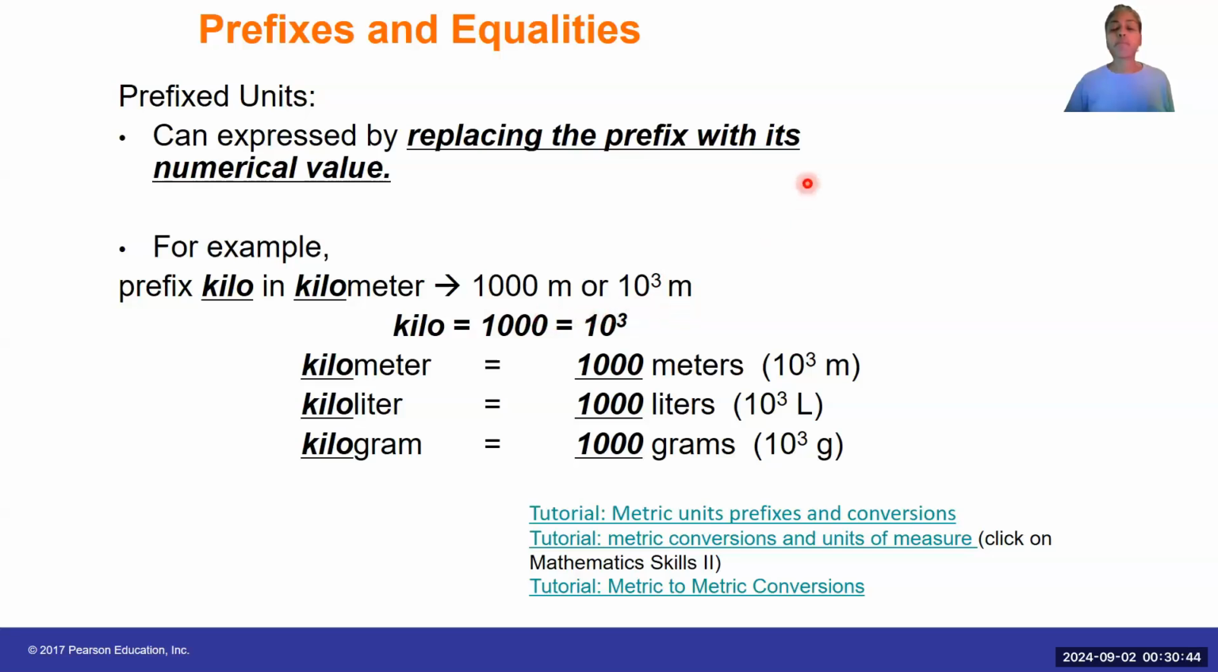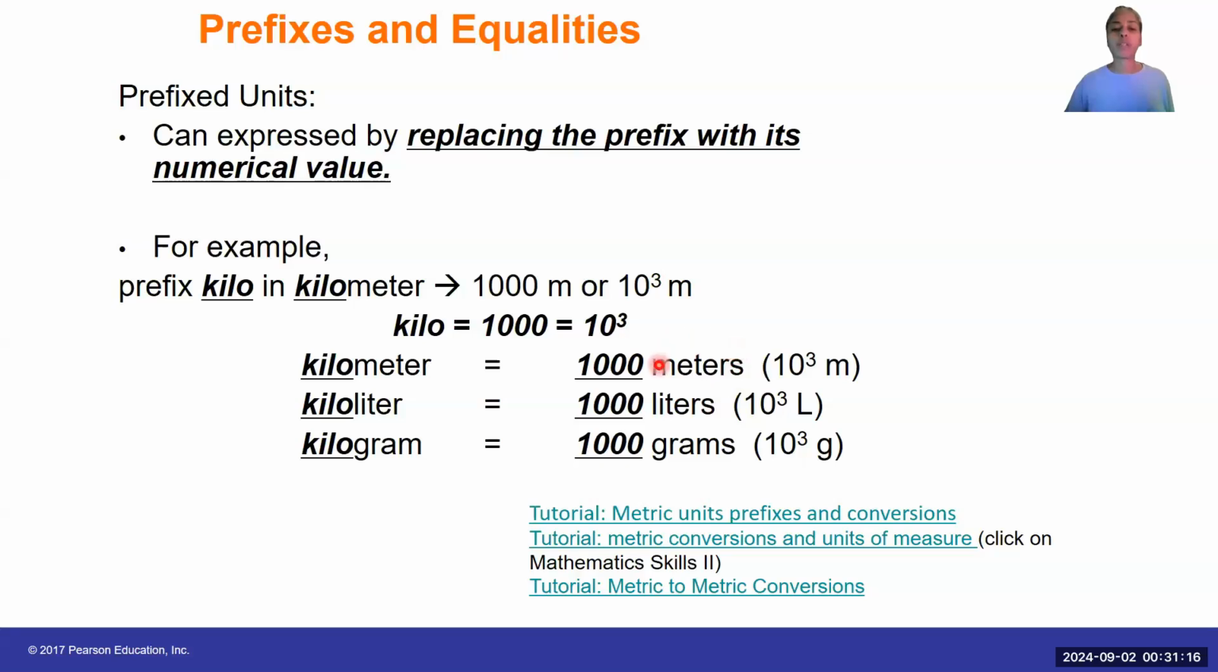So these prefixes for metric units are all based on a power of 10, right? And notice how kilometer, kiloliter, kilogram all have the same numerical value. What changes to let us know what kind of measurement we're looking at? It is the base unit.